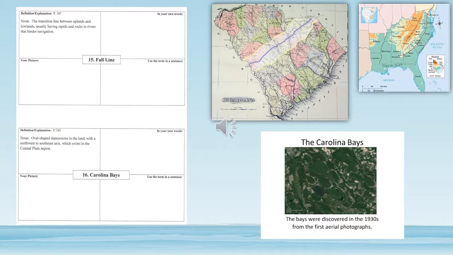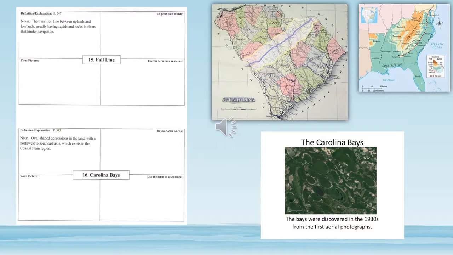Okay, vocabulary word 15, fall line. Fall line, students. Now, there is no particular line per se. You're not going to go in Columbia. The fall line, as you see in this historic map, we're really on the fall line.